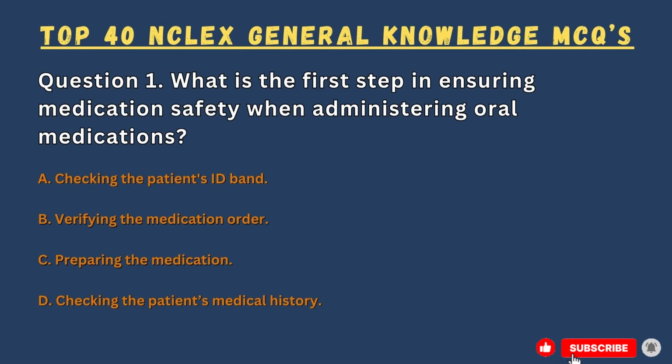Question 1. What is the first step in ensuring medication safety when administering oral medications? A. Checking the patient's ID band. B. Verifying the medication order. C. Preparing the medication. D. Checking the patient's medical history.